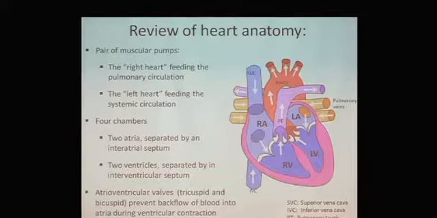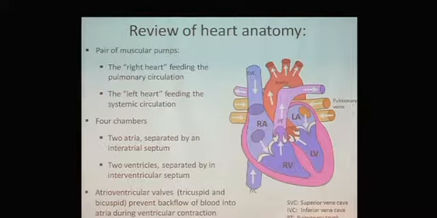All right. So let's move on and talk about some of the specifics of the heart, a general overview of the heart, and then into the specifics of each of the circulatory systems that we just talked about. So remember that the heart is a pair of muscular pumps, a right side and a left side. The right side is responsible for pumping out to the pulmonary circulation, and the left side is responsible for pumping out to the systemic circulation. So that's all review.